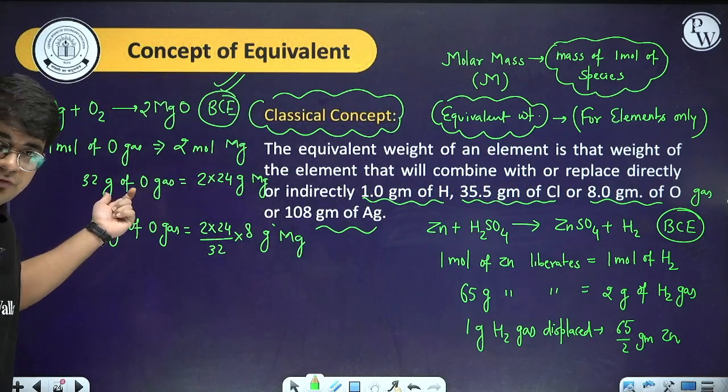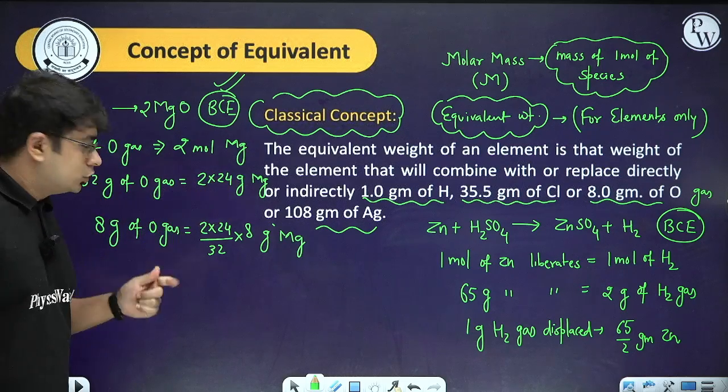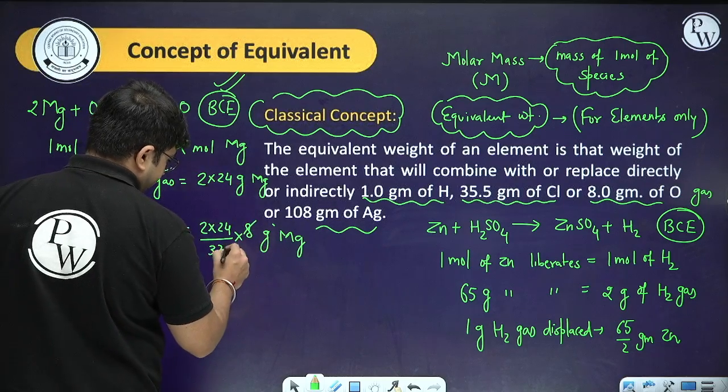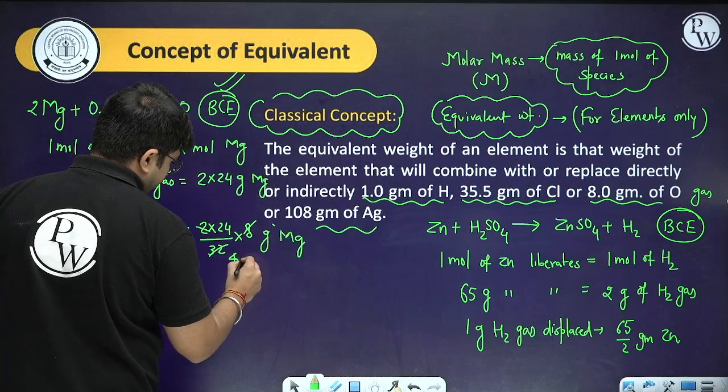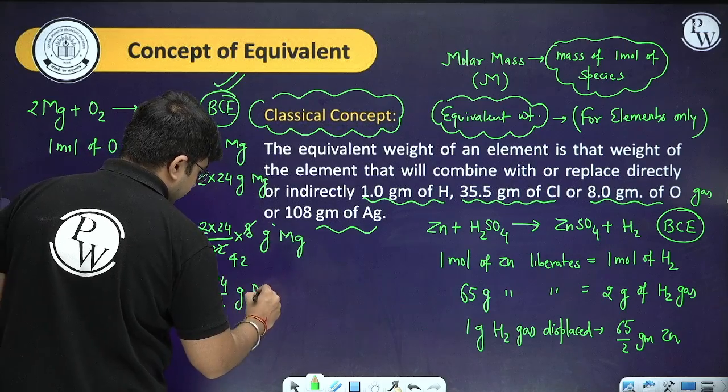Now you can calculate for 1 gram, na? For 1 gram that will be 2 multiplied by 24 divided by 32. So for 8 gram that will be multiplied by 8. So you can say this will be 4 and this will be 2. So that will be 24 divided by 2 gram of magnesium.